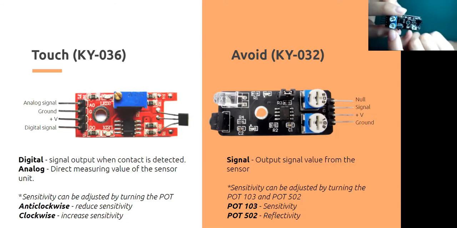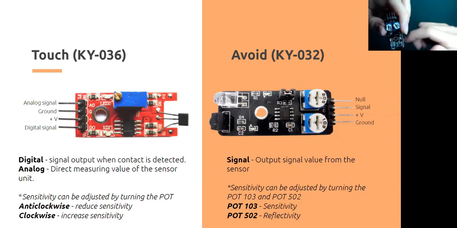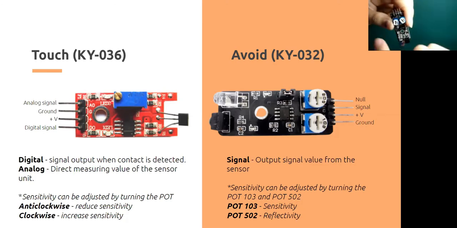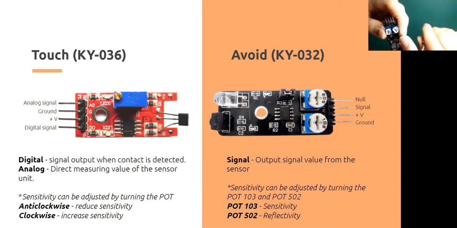Actually, for reflectivity we usually go all the way clockwise. It's the same as our touch sensor just now: clockwise means increased sensitivity, anti-clockwise means reduced sensitivity. So it works the same. It will be like this way, and then clockwise will be increased sensitivity, while anti-clockwise will be reducing. For this potentiometer, there is only about 180 degrees.